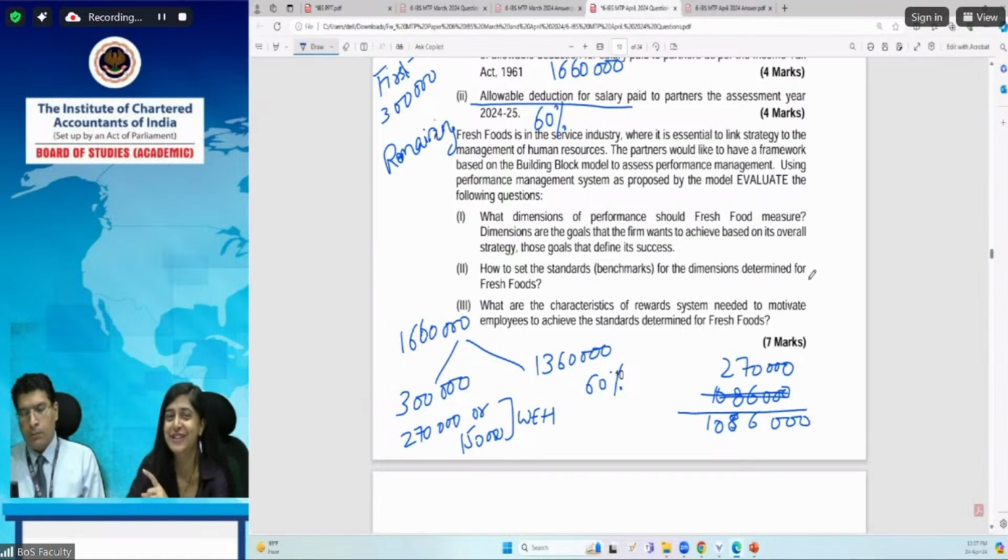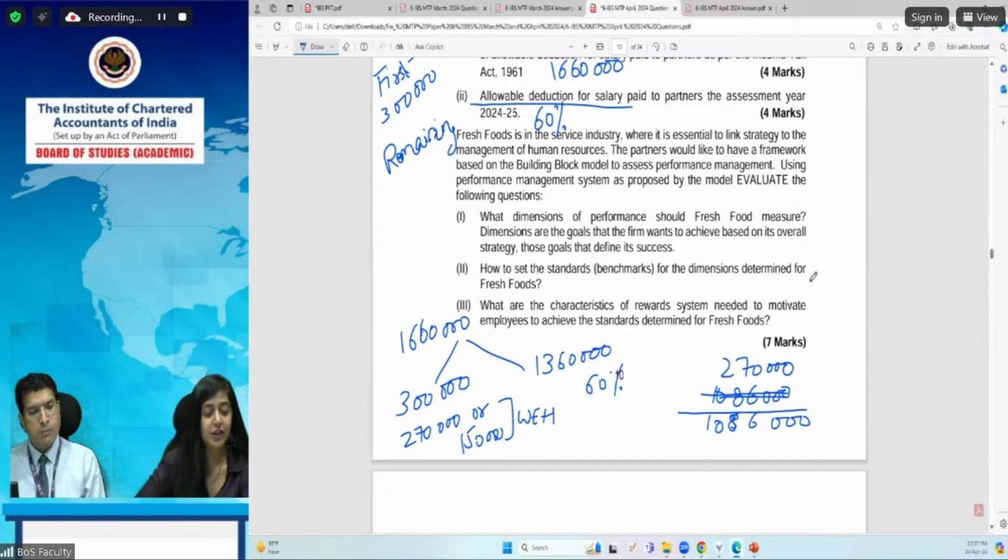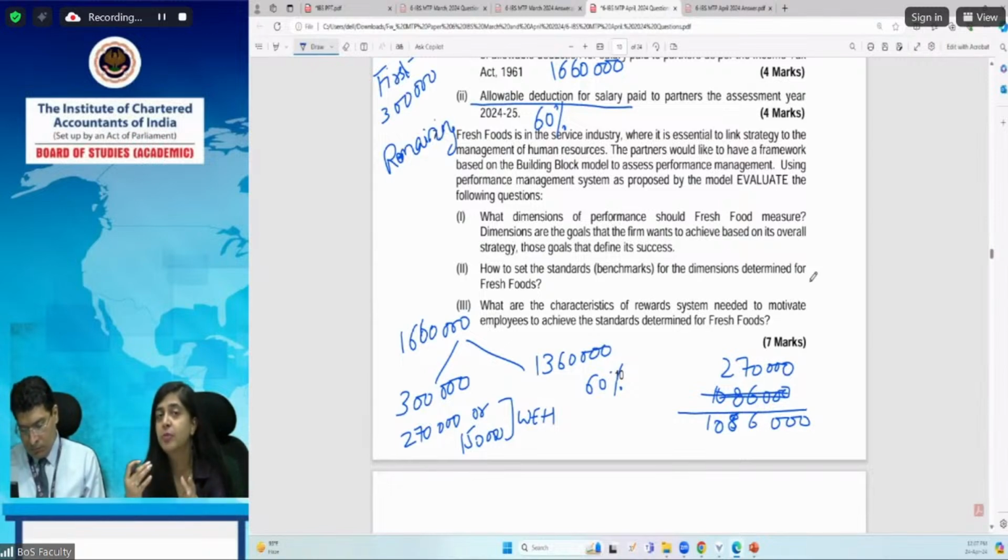For the calculation purpose, you all are here and you are going to be chartered accountants. So for the calculation, don't make a mistake, because in the examination, if you make a calculation mistake, your whole computation will go wrong. So be very, very careful for the computation part. Its total remuneration which is allowed as per income tax is 10,86,000.